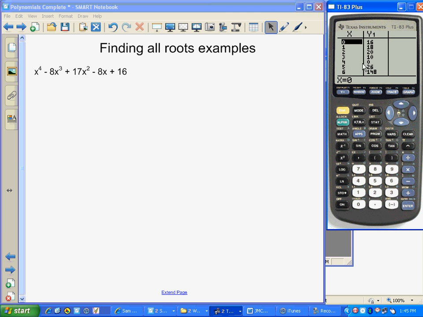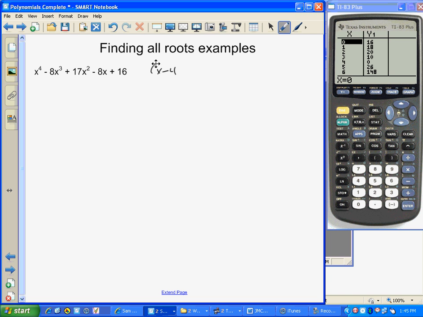So now I need to see if it's a single root or a double root or a triple root or a quadruple root. In order to do that, we're just going to see how many times I can divide that out. So this is the factor I'm looking at. Since I'm having a 0 at 4, that means x minus 4 should be a factor. So I'm going to divide it out.